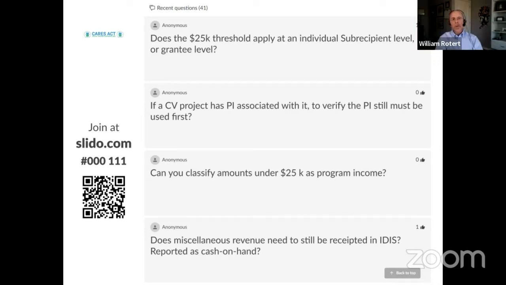Yeah, I don't think the rule changes for CV. If you generate program income, be it the regular CDBG program or the CV program, that money must be expended before you draw down any more grant funds, right? That's right.